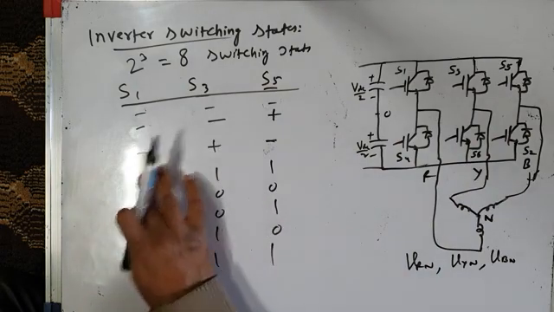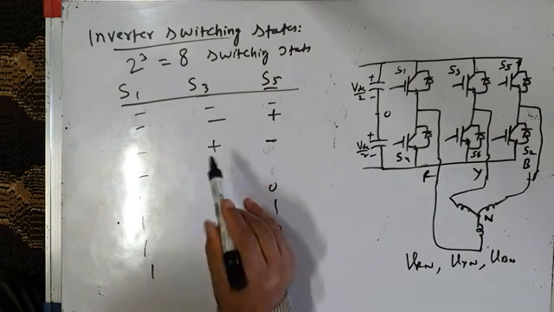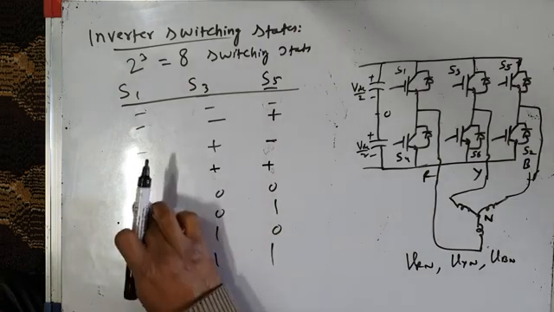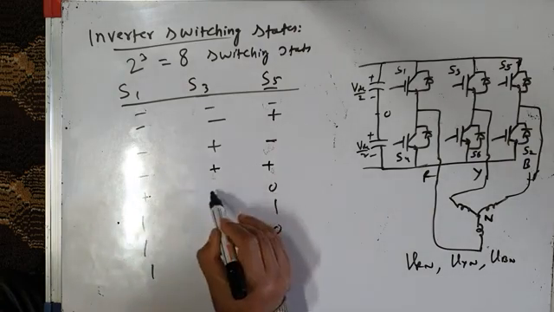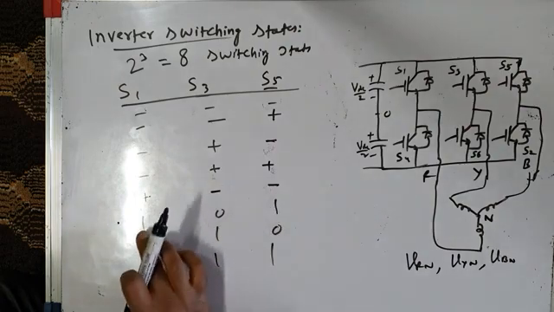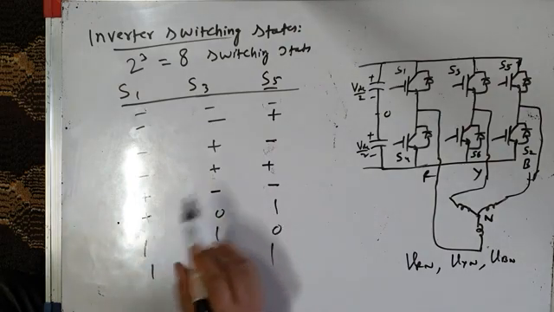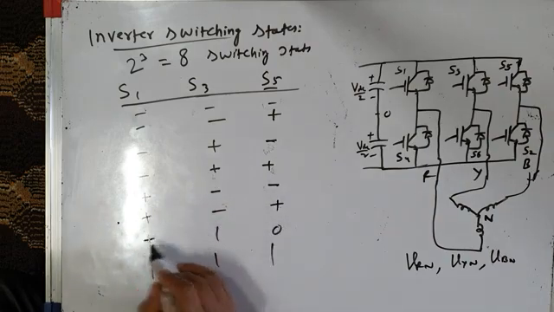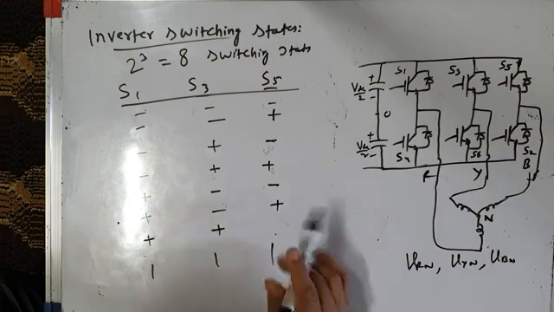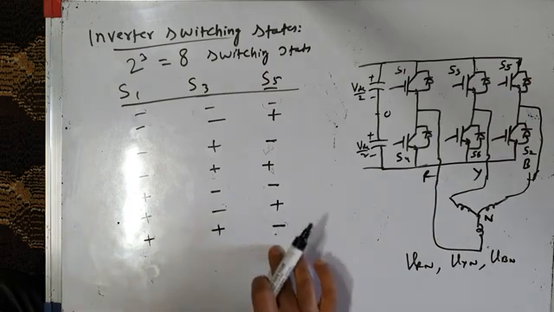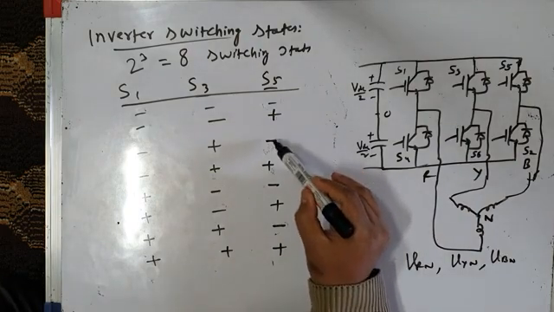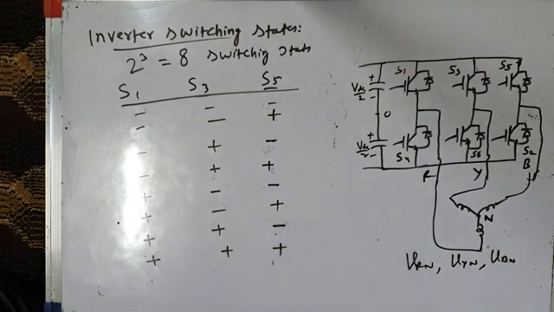Then 0, 1, 1. Minus, plus, plus. Then 1, 0, 0. Plus, minus, minus. Then 1, 0, 1. Plus, minus, plus. 1, 1, 0. Plus, plus, minus. 1, 1, 1. Plus, plus, plus. So these are my 8 switching states. 1, 2, 3, 4, 5, 6, 7, 8.